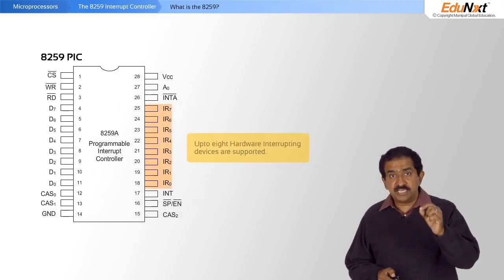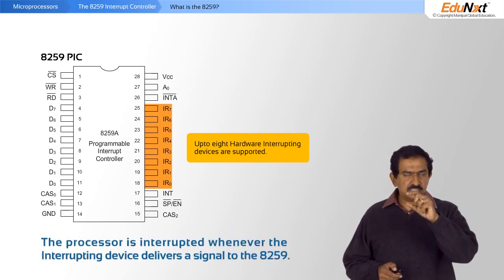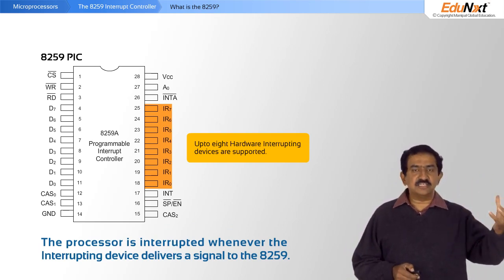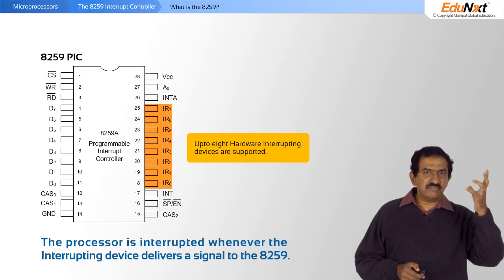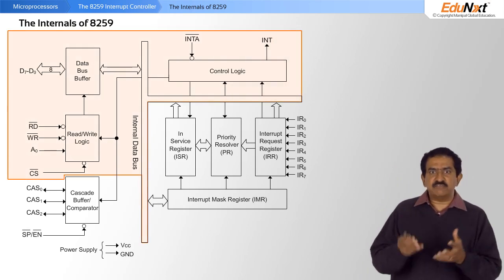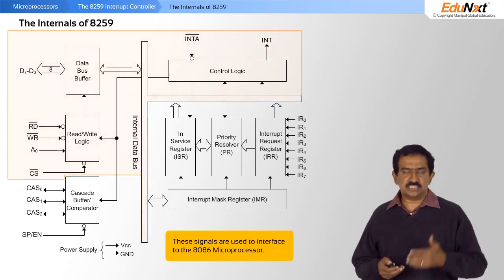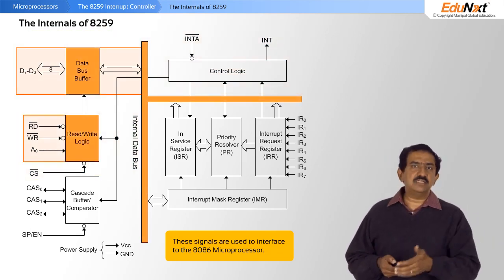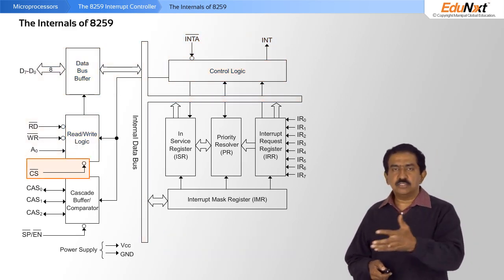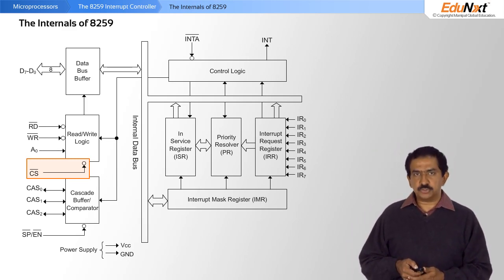It can support 8 hardware interrupting devices on one chip, and whenever an interrupting device delivers a signal to the 8259, it will interrupt the processor and deliver the correct interrupt service routine vector address to the processor. Let's look at the architecture of the 8259. This part of the 8259 interfaces with the processor. These are the signals that are required to interface to the 8086: data bus, the read-write signals, and the control signals, the interrupt and interrupt acknowledge lines. Obviously, there is a chip select that you need to select the 8259 based on the address that you have mapped it to.